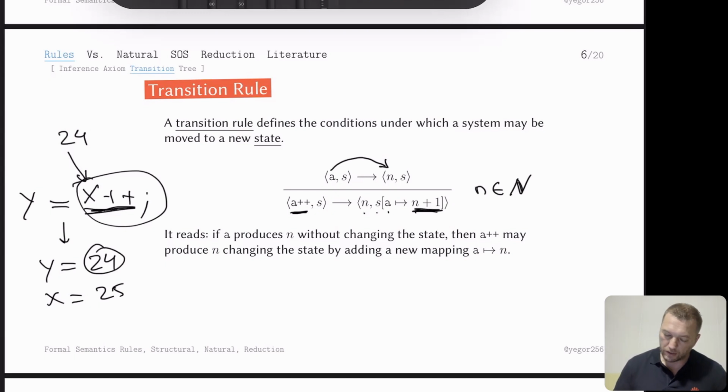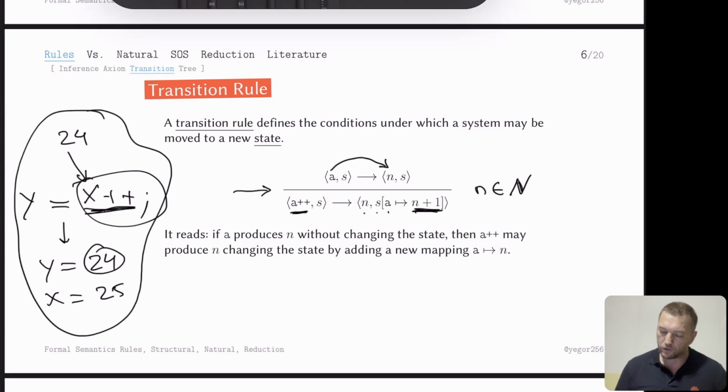So we just explain this logic, explain this semantic in one inference rule, non-ambiguously, because this was just an intuitive explanation. I just intuitively explained it to you with the numbers: 24 is coming, 25 is going out. This is the formal explanation. I'm saying that if you can transfer a to n, then a++ will also be transferred to n, but the state will be updated.